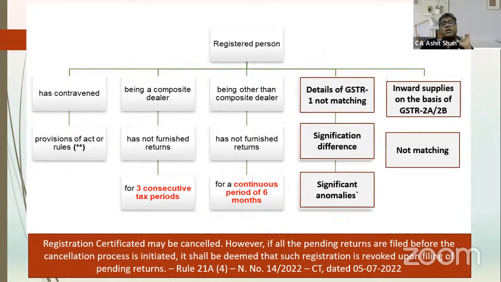If a registered person is other than a composition dealer, and he has not furnished the return for a consecutive period of 6 months, then his registration will be cancelled. Further, if details of GSTR1 are not matching, or there is a significant difference or anomalies in the GSTR1, then his registration may be cancelled. That means his GSTR1 says my turnover is 10 lakhs rupees, and his GSTR3B says only 1 lakh rupees is the turnover, and tax has been discharged on 1 lakh rupees outward supply. There is a significant difference or anomalies, his registration will be cancelled.